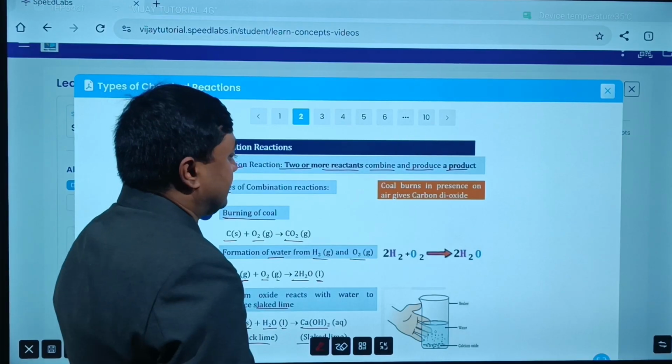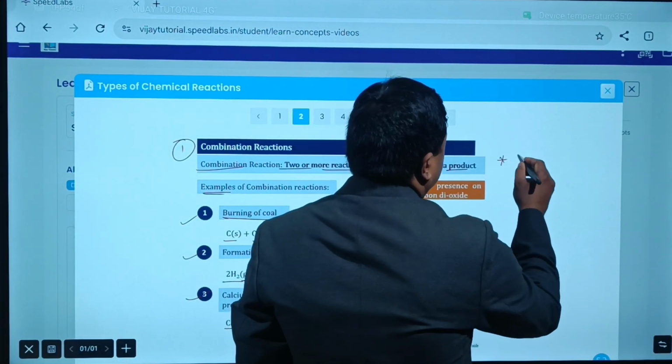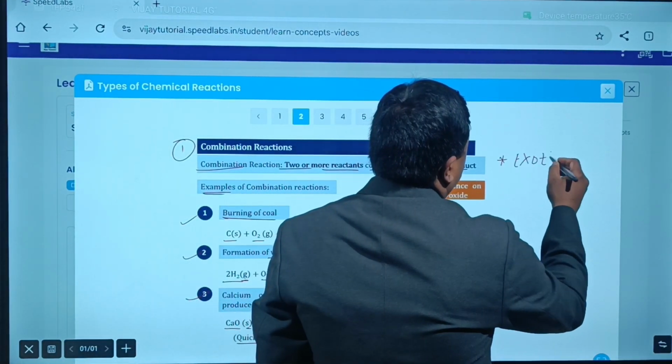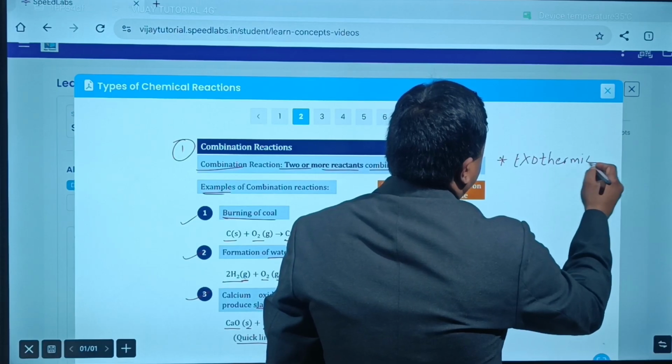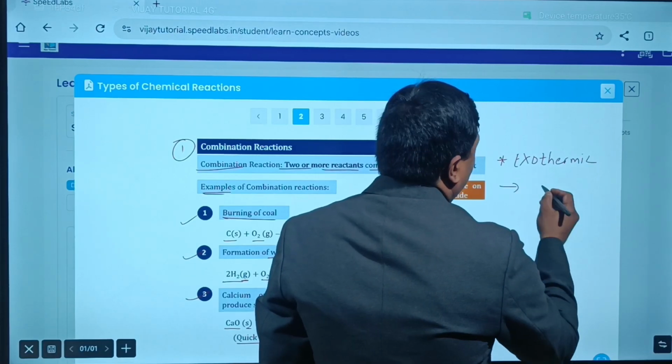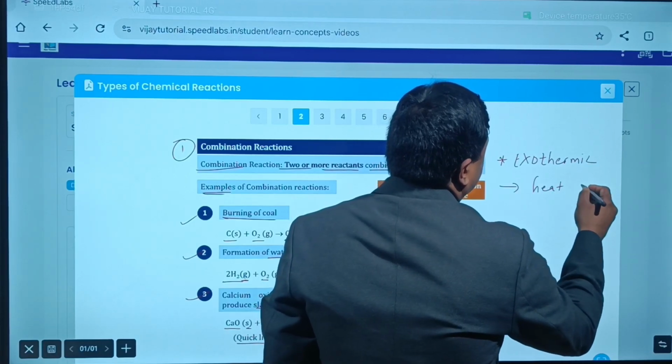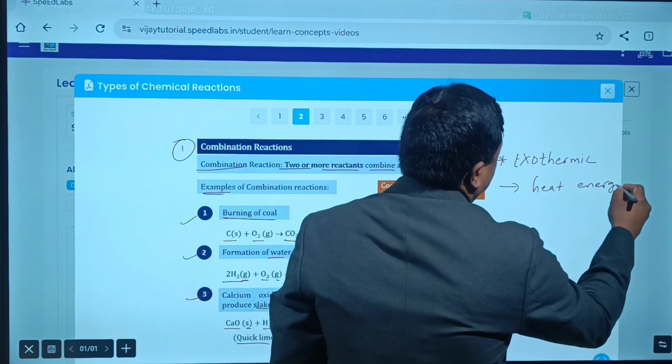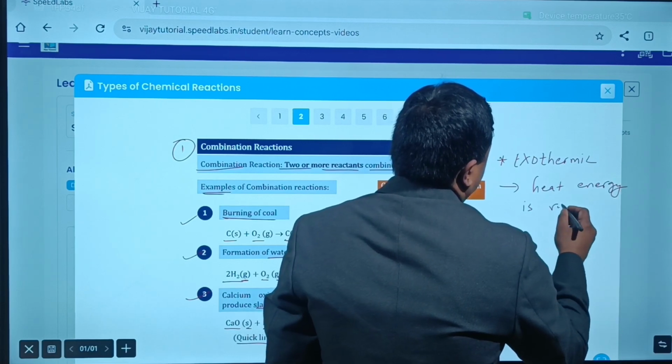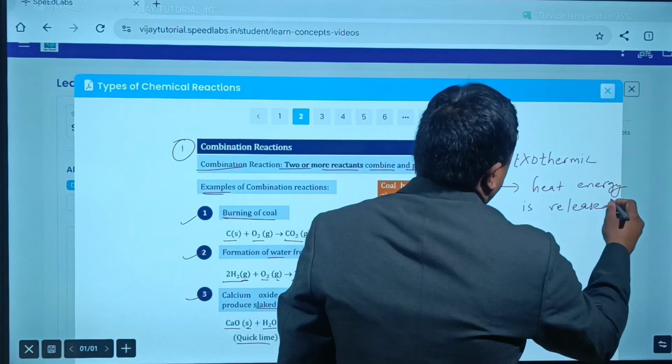Okay, combination reactions are generally exothermic reactions. Exothermic means generally energy is released, or heat energy here especially is released. Heat energy is released.